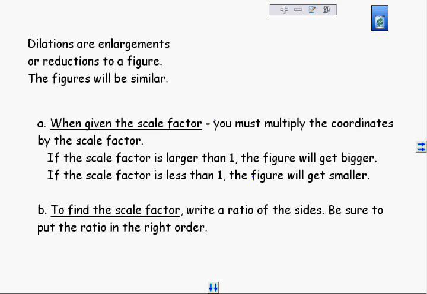When given the scale factor, you must multiply the coordinates by the scale factor. If the scale factor is larger than 1, the figure will get bigger. So my example was when you enlarge the cube by 3, that's your scale factor, 3. If you split it in half, your scale factor would be half. And when the scale factor is less than 1, the figure gets smaller. To find the scale factor, if you have 2 figures but you don't know what it was enlarged or reduced by, you write a ratio of the sides. Be sure to put the ratio in the right order, which we will discuss.